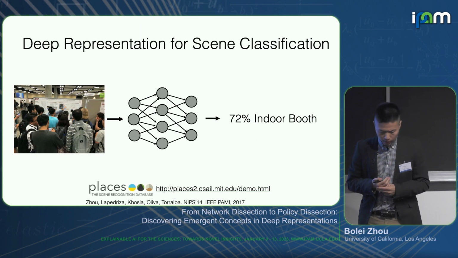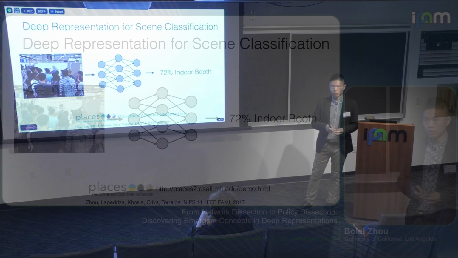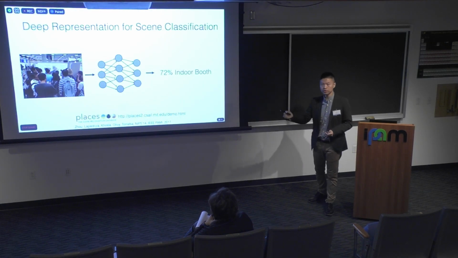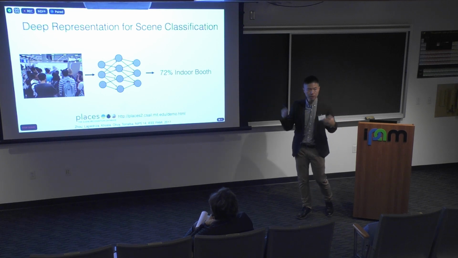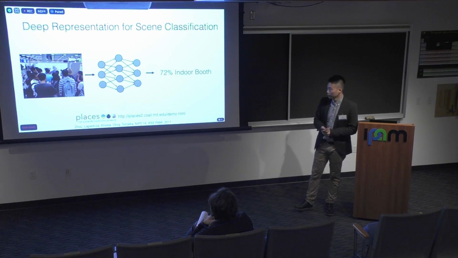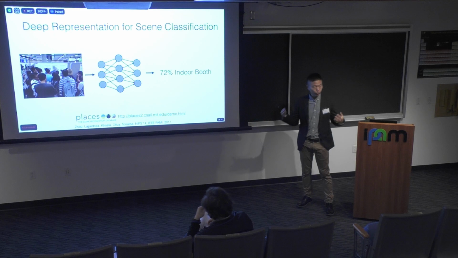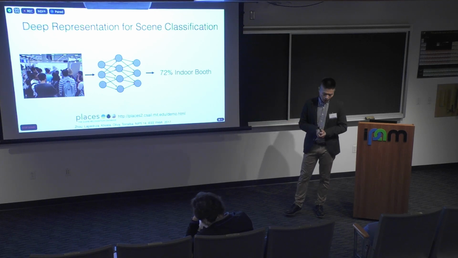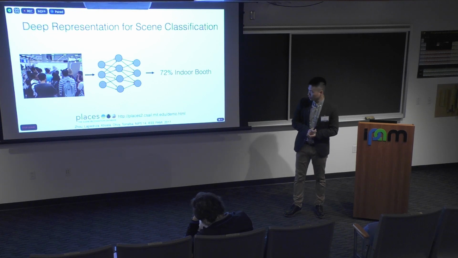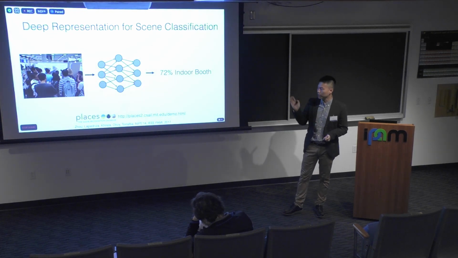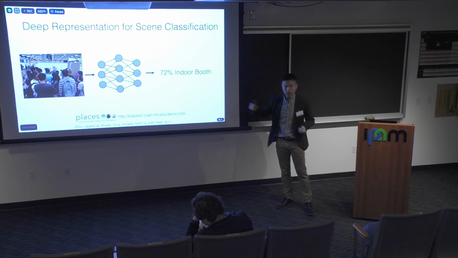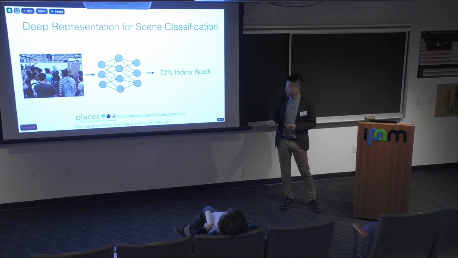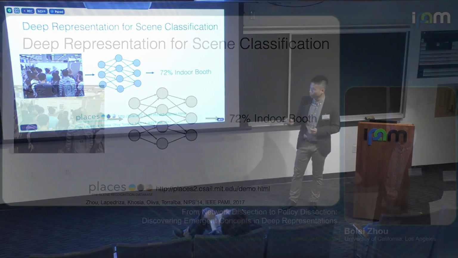Because I work in computer vision, right? Over the recent 5 years, if you take a look at the computer vision conferences, more than 90% of papers are about deep learning, right? So people build deep neural networks to do image classification. Here is one of the earliest models I built for scene classification. We collected a large data set with 10 million images for scene understanding. Then we built a scene classification model.